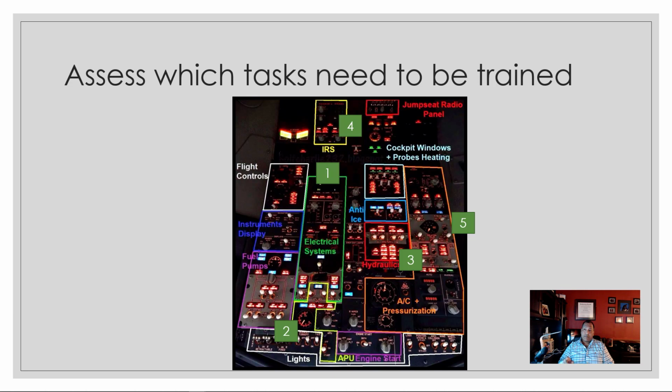Now there are other systems. There's the flight controls, which I didn't align. There's the jump seat radio panel up on the upper right corner. There's the cockpit window and probe heating. There's the instrument display. There's the fuel pumps. And then below on the center, you have the lights. Right in the center are the engine start buttons. And then to the right, you have more lights.